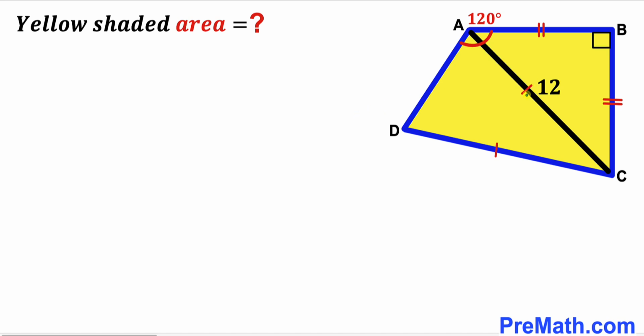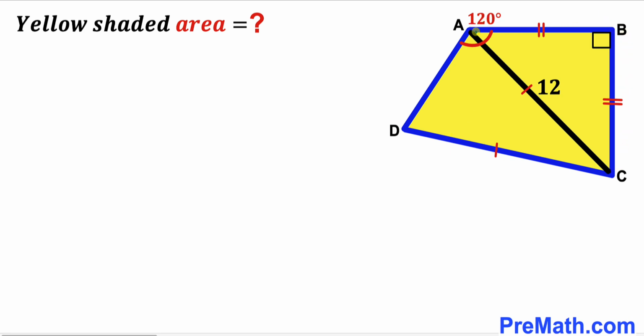Welcome to PreMath. In this video, we have this quadrilateral ABCD along with this segment AC, as you can see in the given diagram, such that segment AC is 12 units. Angle DAB is 120 degrees, and angle ABC is a 90-degree angle. And moreover, segment AB is equal to segment BC.